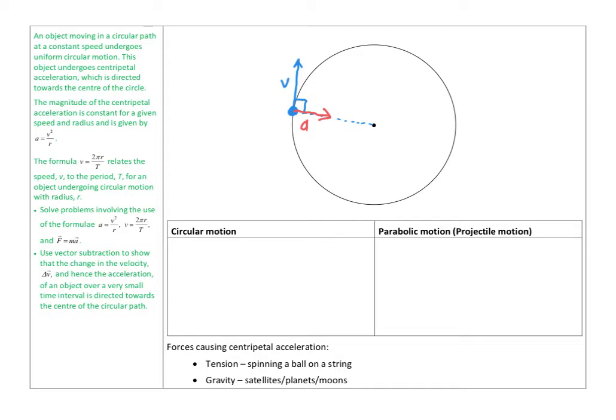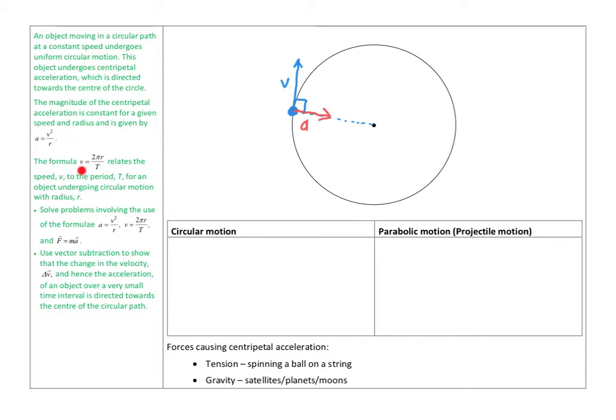So the magnitude of the centripetal acceleration is constant for a given speed and radius, and is given by the formula a equals v squared on r. And in a couple of slides' time, we'll do some example problems with this formula.